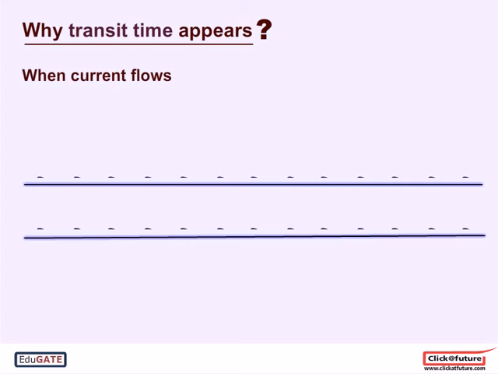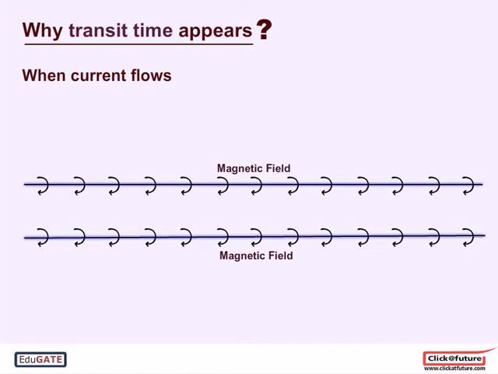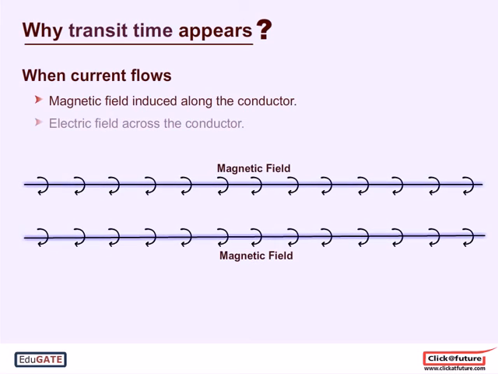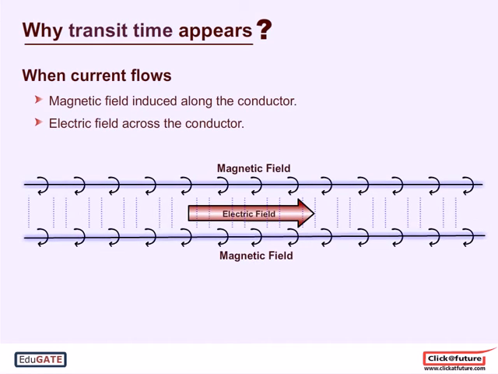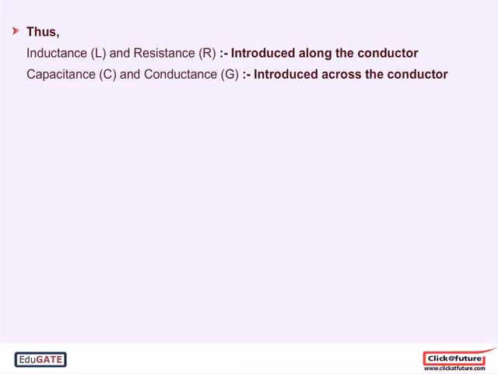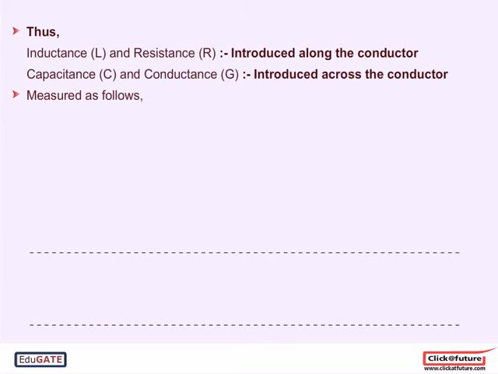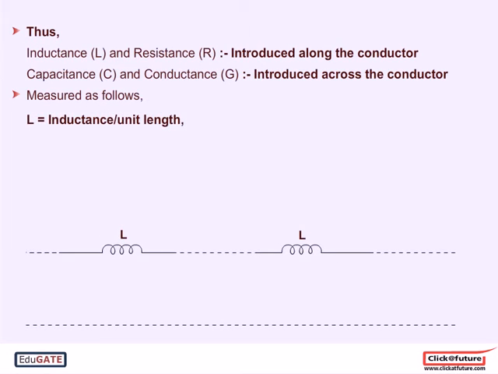When current flows through a conductor, a magnetic field is produced along the conductor and an electric field is produced between the 2 conductors. Inductance. When a conductor carries current, flux is generated, which depends on the magnitude of current. This flux leakage gives rise to the effect of inductance. It is denoted by L and its unit is Henry per unit length.